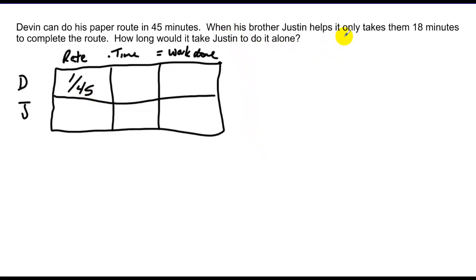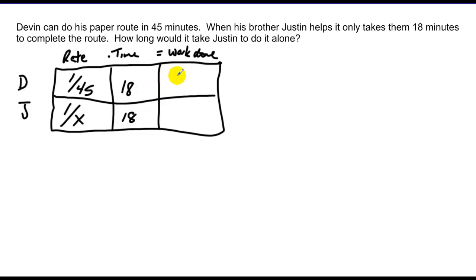When his brother helps, it takes him only 18 minutes. Now this is a change from the last problem, because it tells us how long it took them working together. And they want to know how long it takes Justin to do the job alone, which means since I don't know how long it takes him to do the job by himself, I don't really know his work rate. I do know it takes him X amount of hours to finish the job, so I can say then his work rate is 1 over X of the job. And then I know they complete the whole job working together in 18 minutes. So I'm going to make my time 18 minutes.